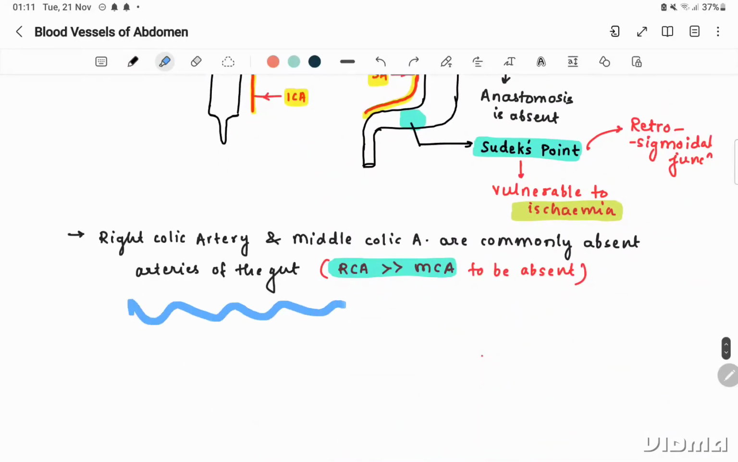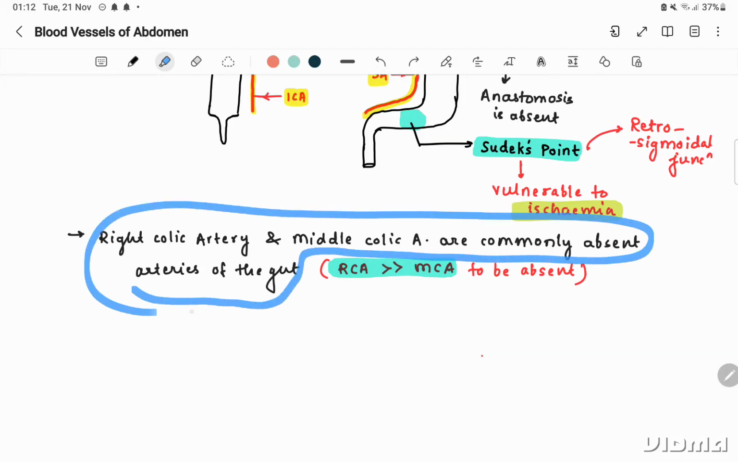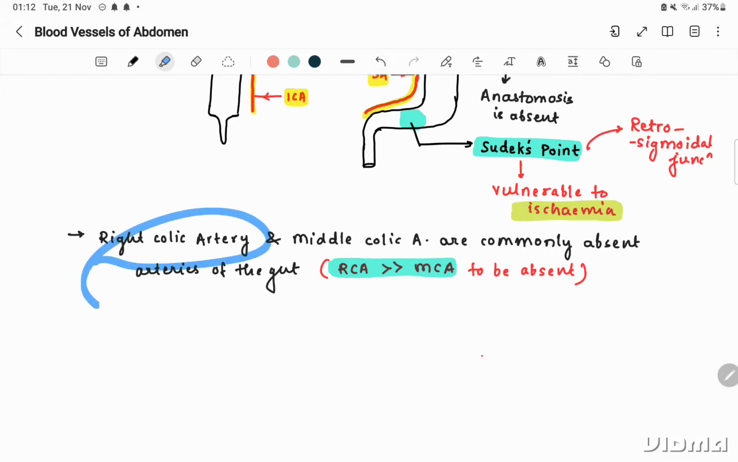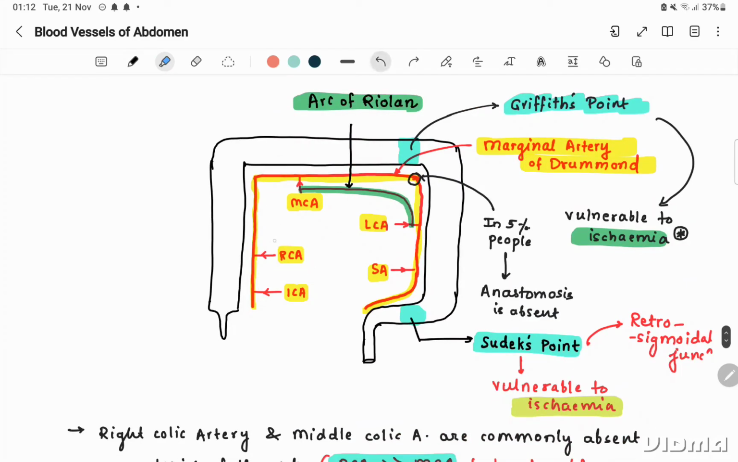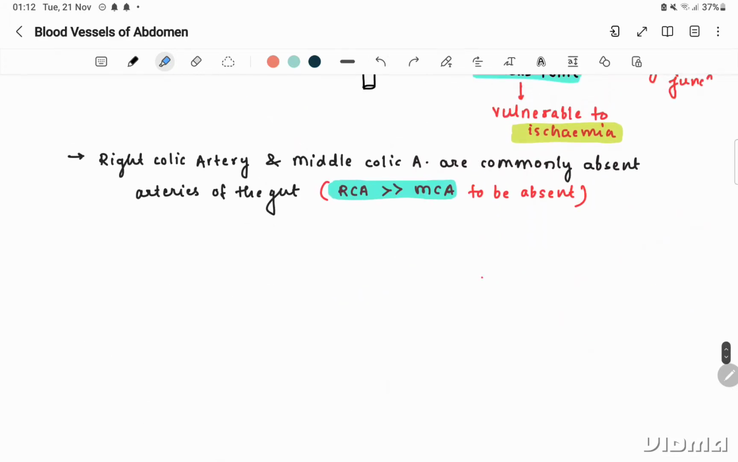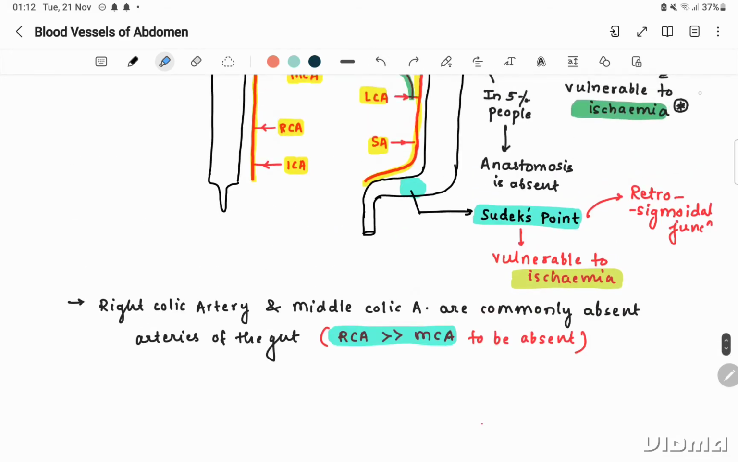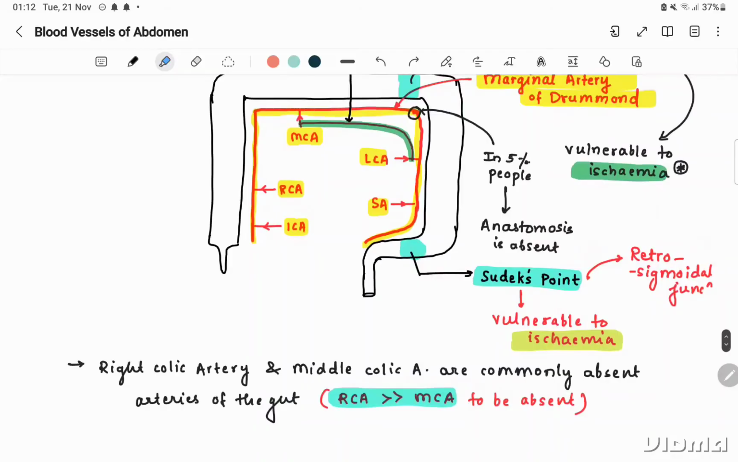So the right colic artery and the middle colic artery are the most commonly absent arteries of the gut. In some persons the right colic artery is absent and the middle colic artery is also absent in a few people. Comparatively, not in all, mostly they are present, but the right colic artery is often absent in a few people, and its absence is more common than that of the middle colic artery. Okay, this completes the blood vessels of the abdomen.